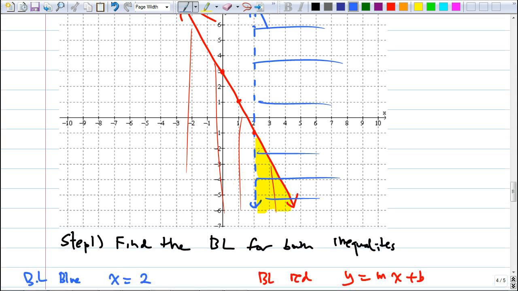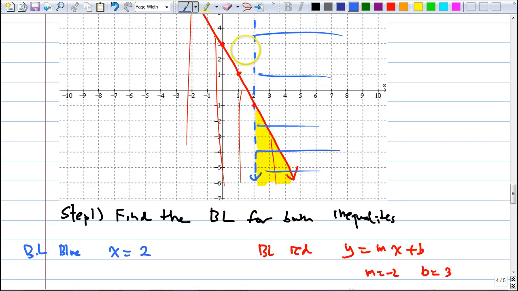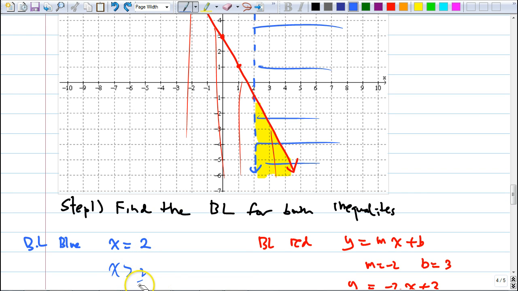So the boundary line for the blue is x equals 2, correct? So we know x is going to be what? X less than 2 or greater than 2? X is greater than 2, right? That's the inequality we need, right? X greater than 2. You understand? Because we shade it to the right side.